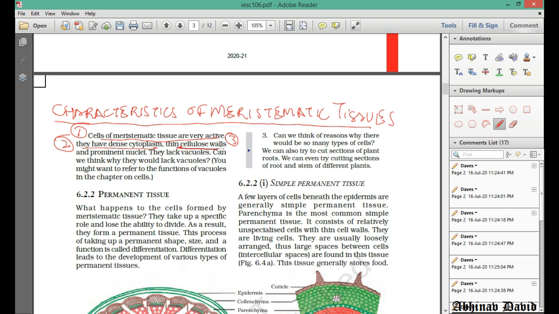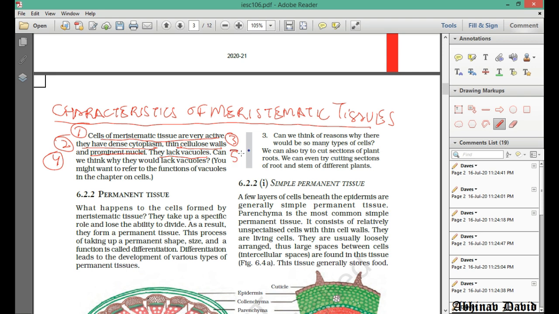because they are continuously dividing, so they don't want to keep their walls thick, otherwise it will be difficult for them to divide. Number 4, they have a prominent nucleus, meaning they have a lot of chromosomes in their nucleus. Almost double the amount of chromosomes is present, because the nucleus is also going to divide when the cell is going to divide. And number 5 is they lack vacuoles.